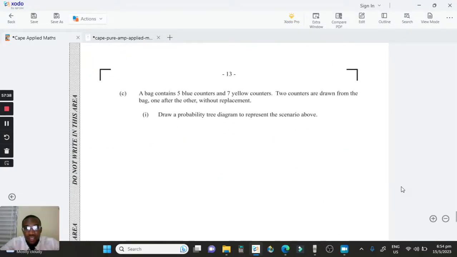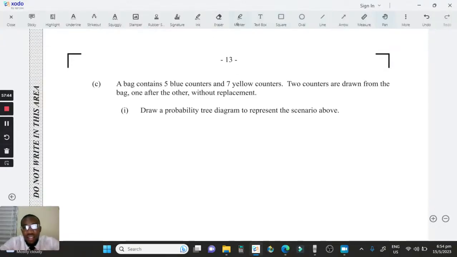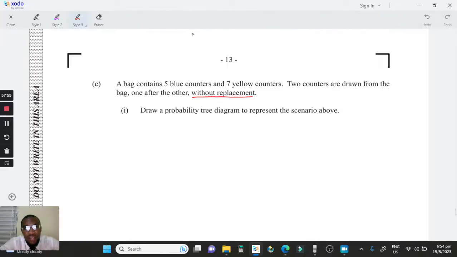Now it says right here, a bag contains 5 blue counters and 7 yellow counters, which are drawn from the bag one after another, and it says without replacement. Draw a probability tree diagram. So notice the bag has what? It's either going to be a blue counter, I'm going to write the letter B for blue, or it can be a yellow counter, either blue or yellow.